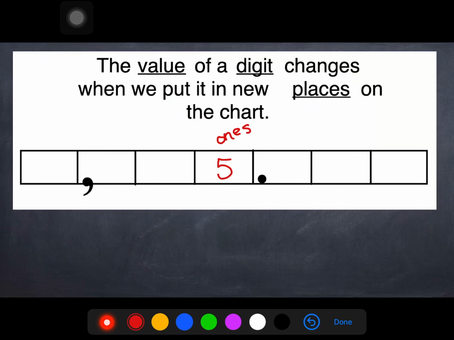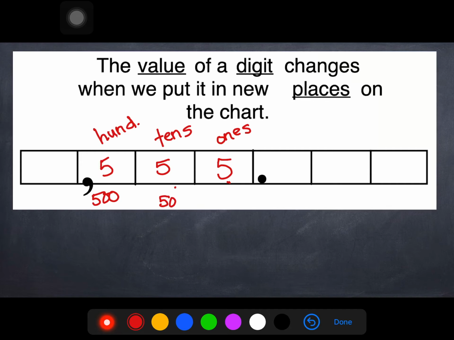So for example, if I have a 5 in the ones place, it's 5. But if I put a 5 here in the tens place, it's 50. If I put a 5 here in the hundreds place, it's 500. So the value changes depending on where it is on the chart.